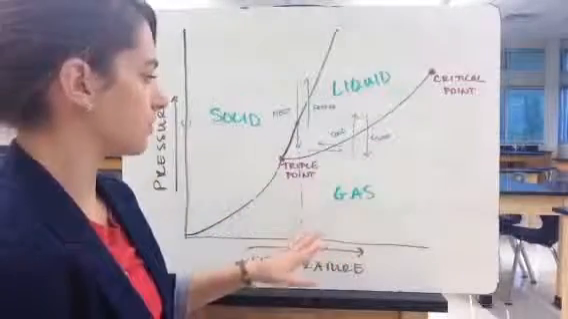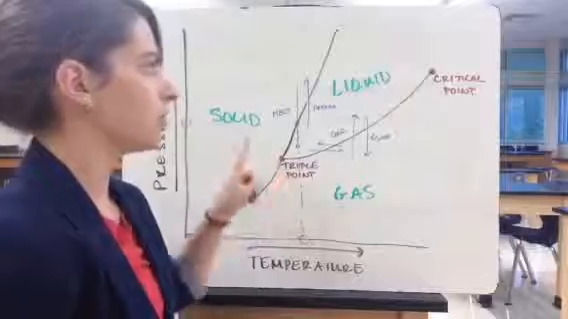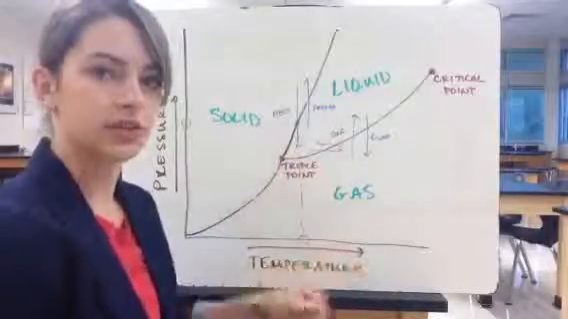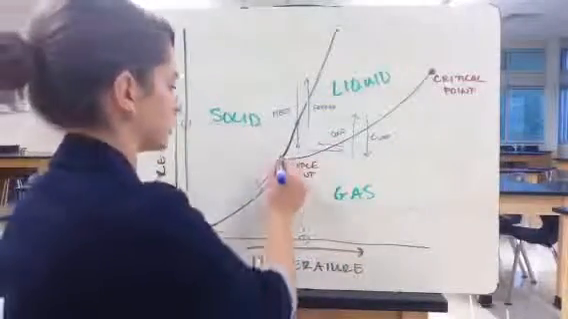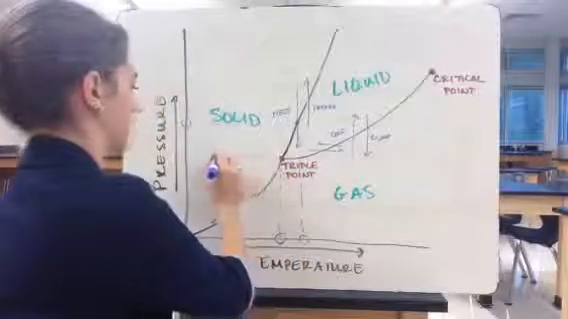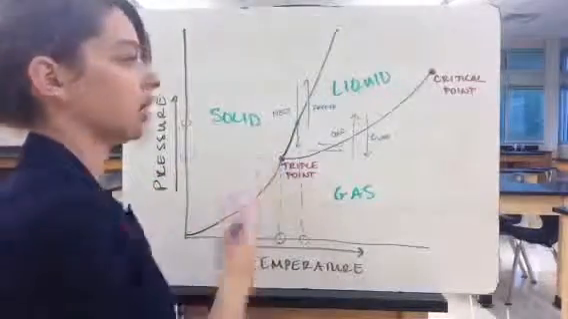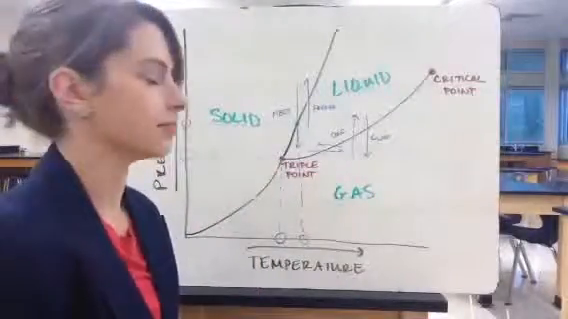A couple other points about this graph. We have the triple point here in the middle. That's the point at which both solid, liquid, and gas, all three of the states exist at the same time. So it's at that particular temperature, so that temperature there, and that particular pressure. At that pressure and that temperature, all three states exist at the same time.